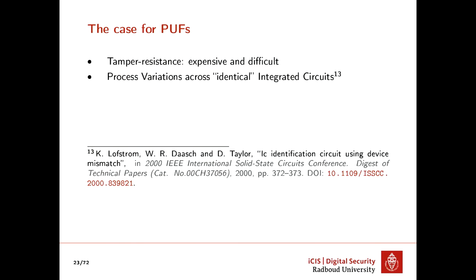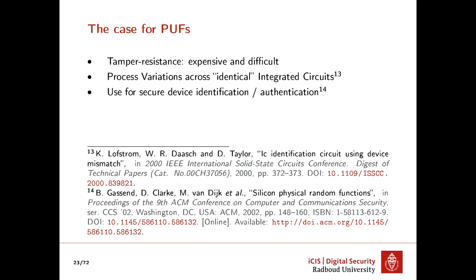Let's look at a different approach. There is enough process variation across identical integrated circuits that they're not identical because of those process variations. And already in 2000, Lawson, Dash, and Taylor had a small paper on special device identification circuits. But if you want to use those for secure device identification and authentication, then just a single such circuit is not enough. You need more.